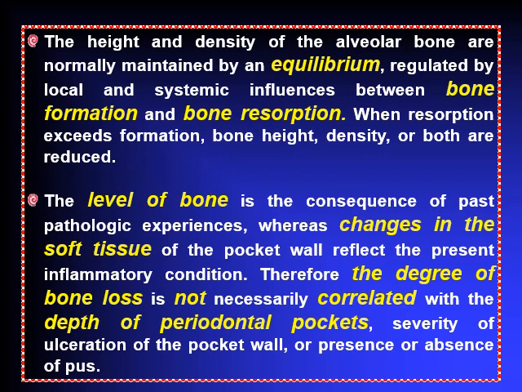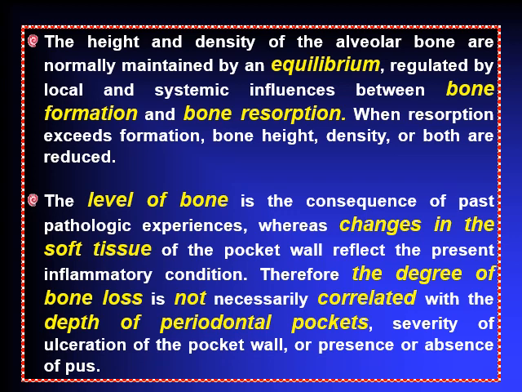First, we have to know that the height and density of the alveolar bone are normally maintained by an equilibrium, regulated, of course, by local and systemic influences, between bone formation and bone resorption. When resorption exceeds bone formation, bone height, density, or both are reduced. Local factors and systemic influences regulate this equilibrium.